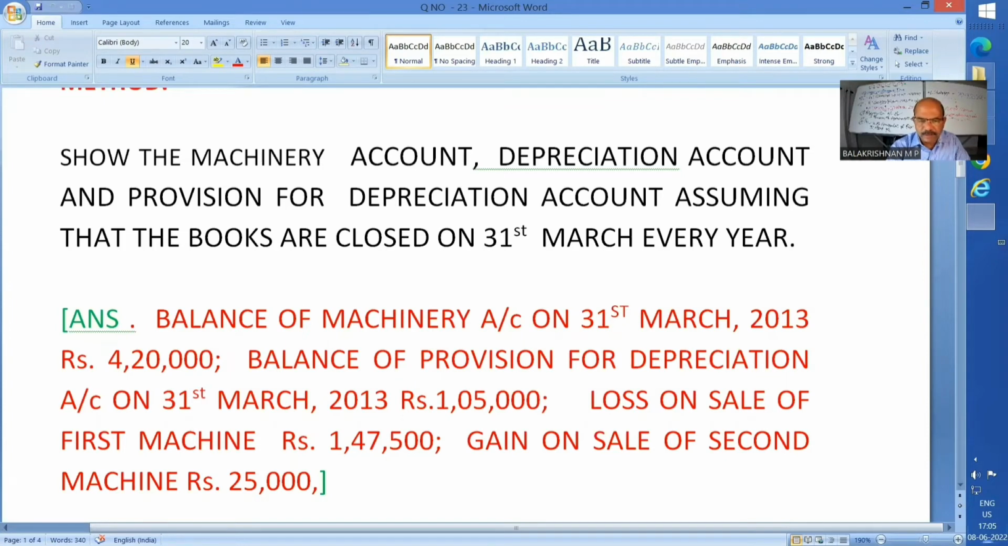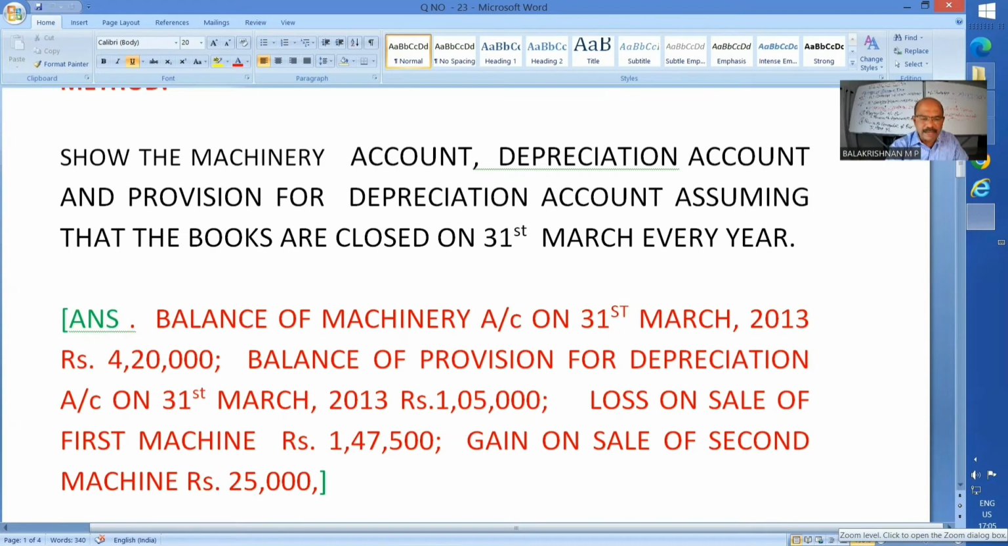every year. The very mention of provision for depreciation account means that we have to adopt the second method, and thereon we have to prepare 3 accounts. That means an additional account in addition to asset account and depreciation account. We have to prepare here provision for depreciation account. Depreciation account and asset account only we used to prepare in case of the first method, whereas when provision comes to picture, an additional account, provision for depreciation account, also we have to prepare.